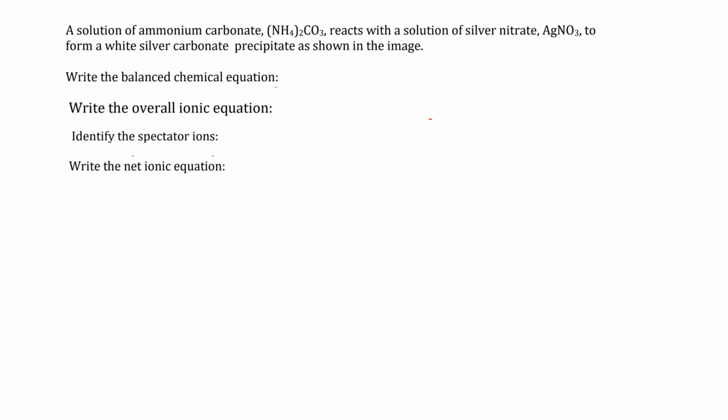A solution of ammonium carbonate, (NH4)2CO3, reacts with a solution of silver nitrate to form a white silver carbonate precipitate as shown in the image. Write out the balanced chemical reaction, write out the overall ionic equation, identify any spectator ions, and then write out the net ionic equation. Probably put this on the bottom, or maybe we'll see what we need to do.